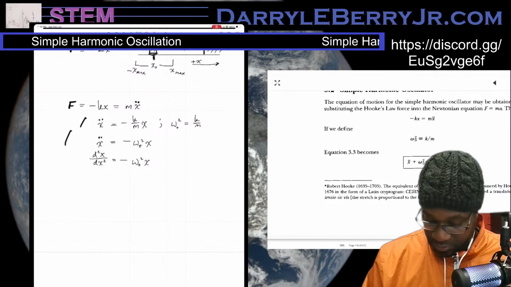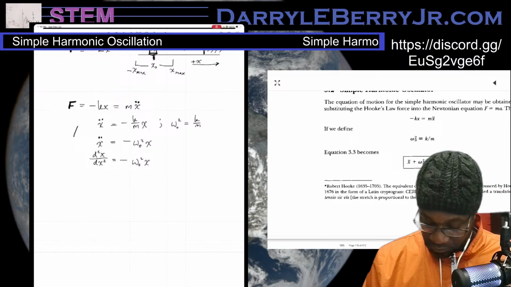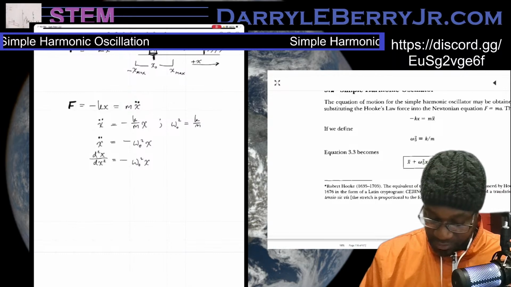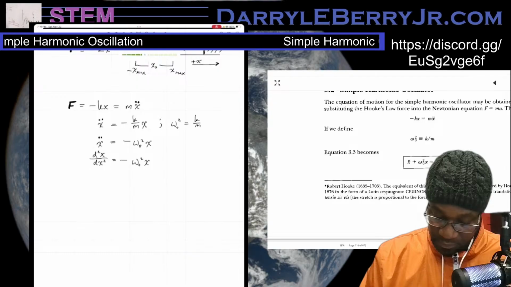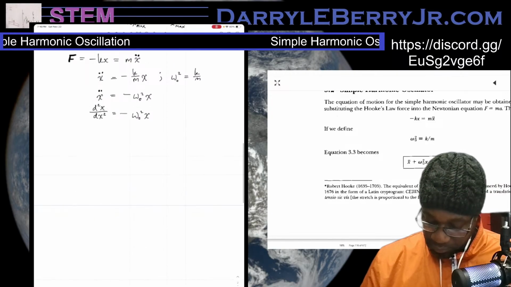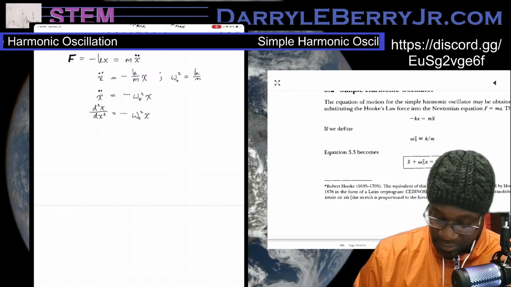Oh, I forgot. Right, I'll go back to the previous one. Okay, was that right? Right. So now we have a second order differential equation. Another way to write this is like this.